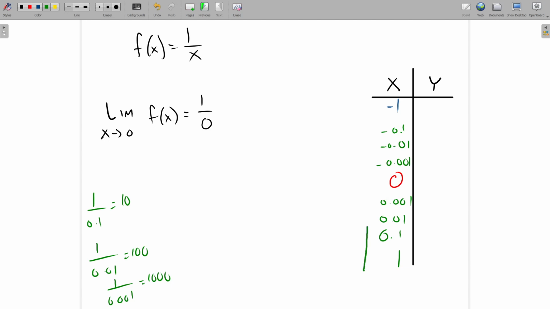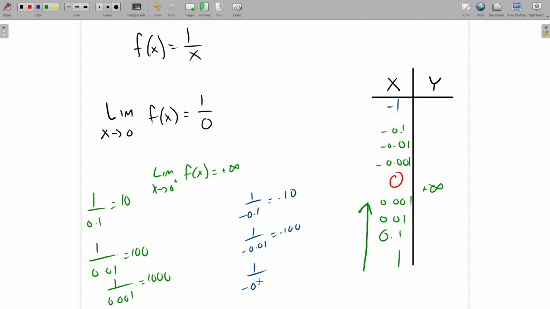So as we approach 0 from the positive side, we're getting closer and closer to positive infinity. So we can say that the limit as x approaches 0 from the positive side of our function is equal to positive infinity. We can do the same thing coming from the other side. We can plug in negative 0.1. 1 over negative 0.1 is going to be negative 10. 1 over negative 0.01 is going to be negative 100. 1 over negative 0.001 is going to be negative 1,000.